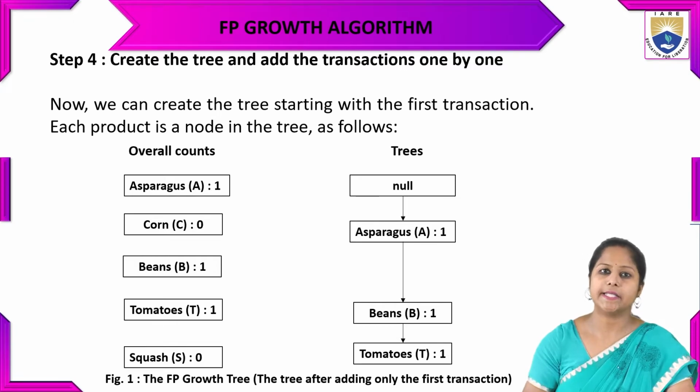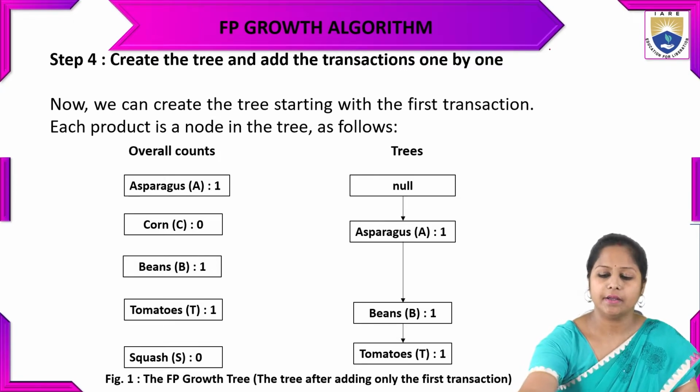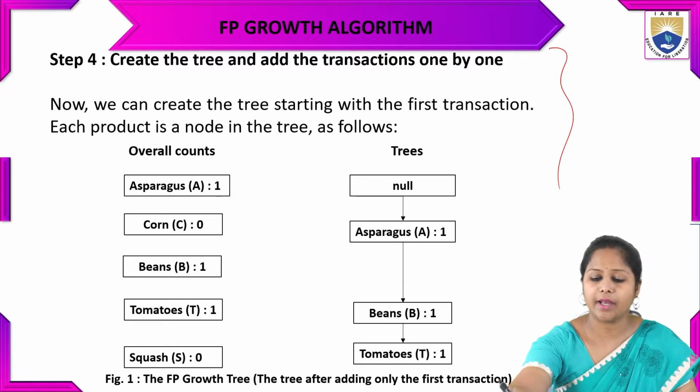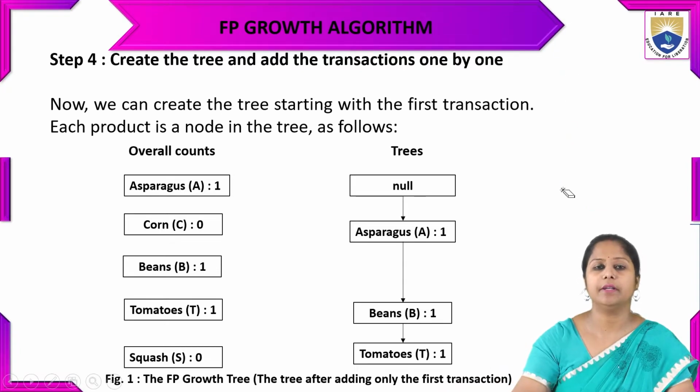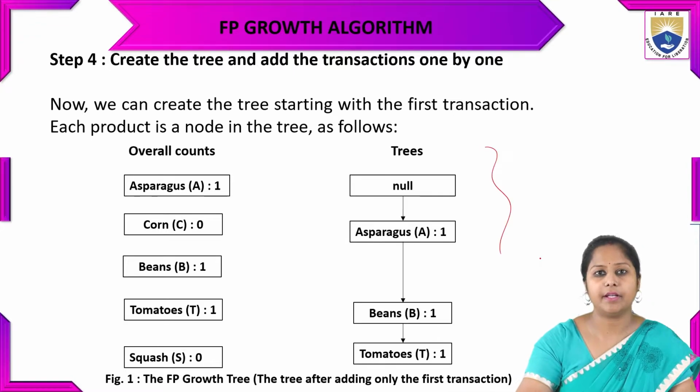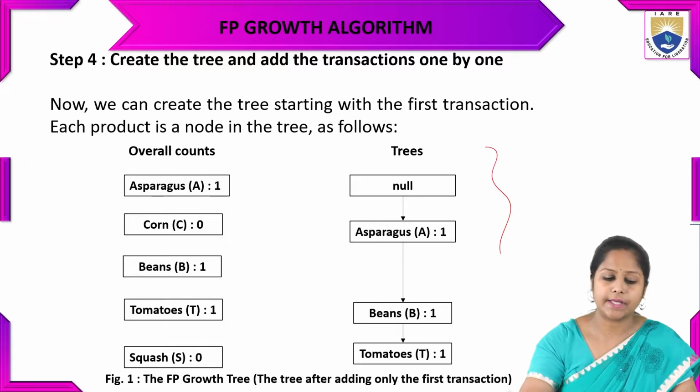Now that is step 4. Here we have to create the tree, and we have to add the transactions one by one. Step by step we construct the different transactions. In the main table we had the T1 to T9 transactions, so for each of the transactions we have to construct the tree one by one. How to make the tree we will see in this step.